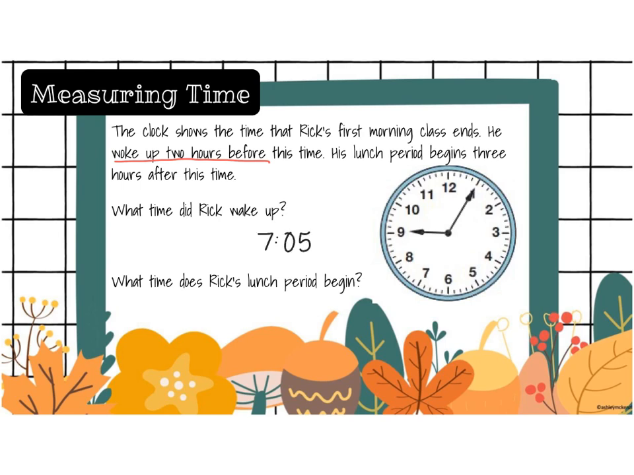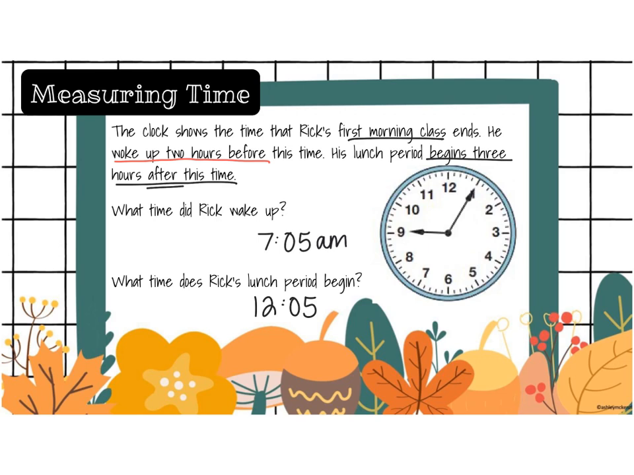AM or PM? AM. How do we know? Because it's morning time. Morning class. So 7:05 AM. Okay, what time does Rick's lunch period begin? What do we know about Rick's lunch period? It begins 3 hours after this time. So if I was at 9 and I went 3 hours later, that's 1, 2, 3. So my hour is going to be 12:05.